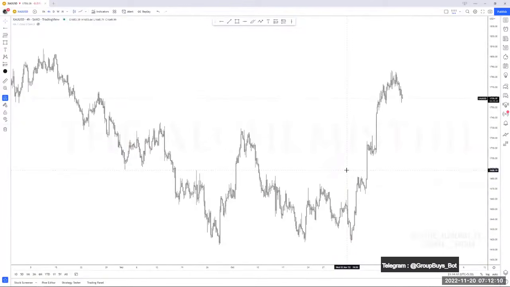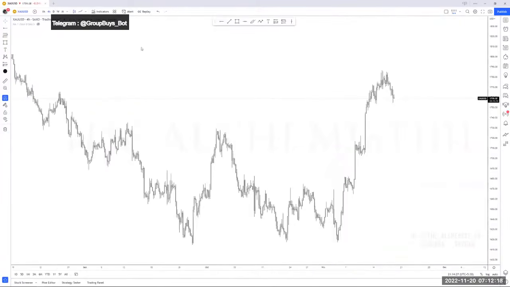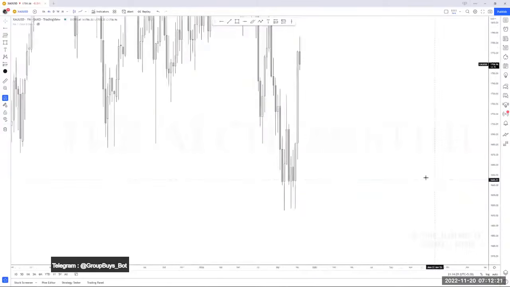Now the reversal trend line will be a bit tricky. I'm not going to tell you to use it all the time because I know it's not that easy. I'll tell that to you. It is not that easy. So I'll show you some examples, that way you'll understand.